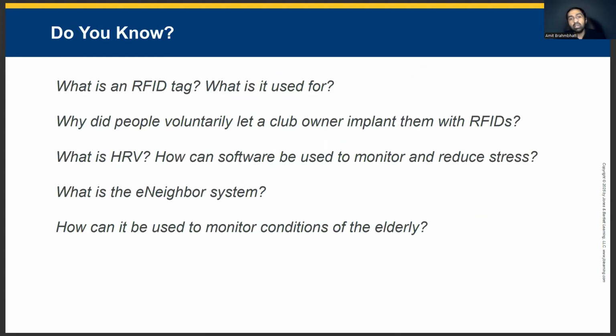There are several technology-related questions. RFID tags are radio frequency identification devices used for tracking objects. Some club patrons once accepted implanted RFID for access and novelty. HRV refers to heart rate variability, a stress indicator monitored by software. The eNeighbor system uses sensors to help track daily activities of elderly individuals for safety and early warning signs.